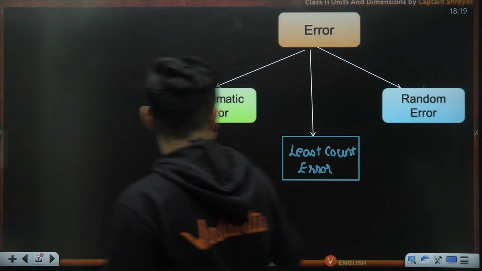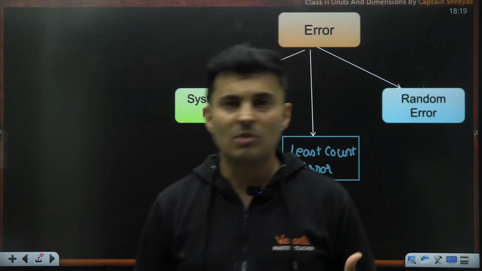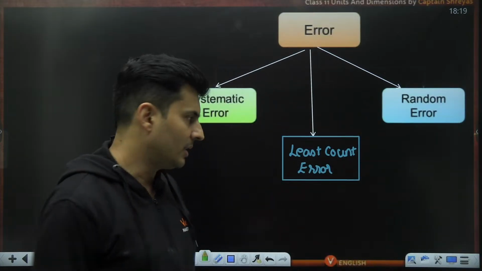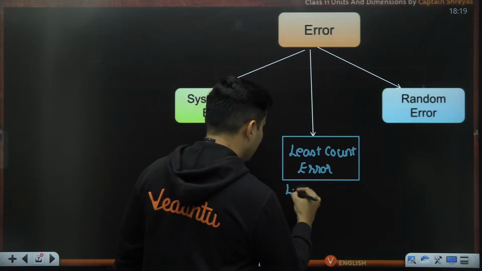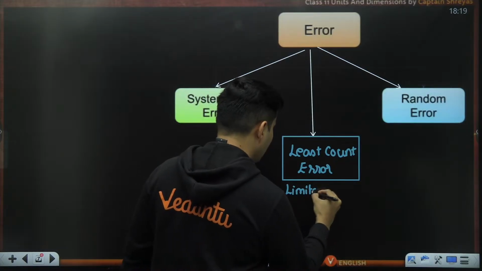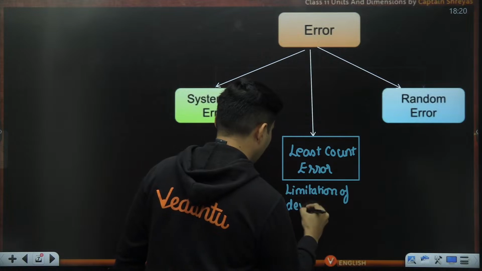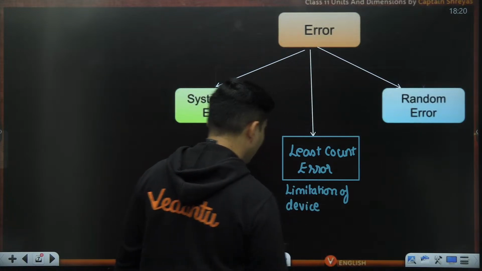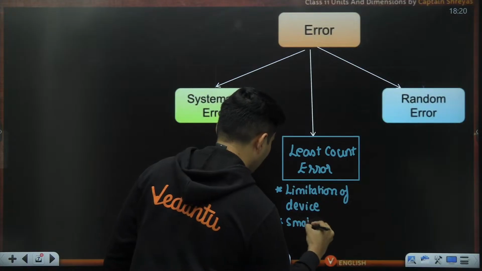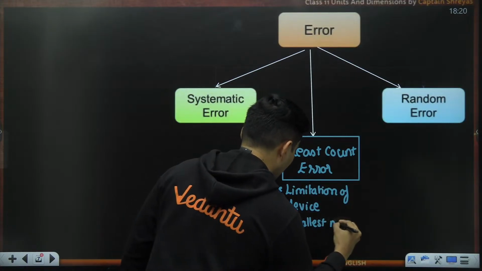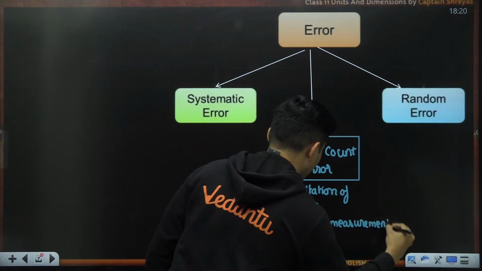Okay. Similarly, random error. Random error is because of literally random things. Okay, so we'll come to that. Hold on. First, least count error. It's the limitation of the measuring device. This is basically the smallest measurement which it can make.